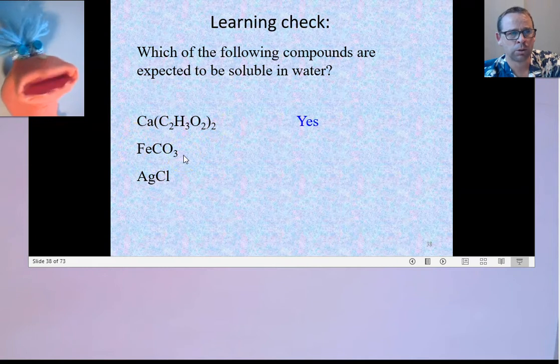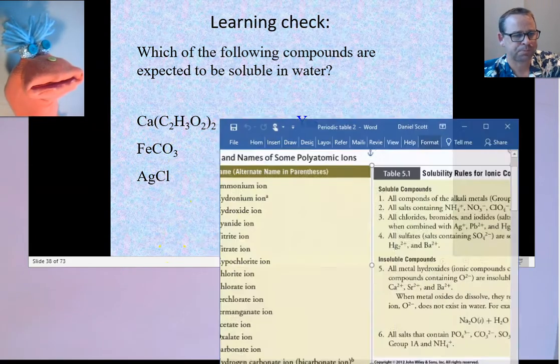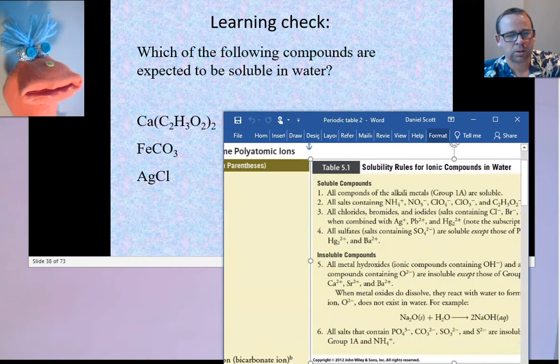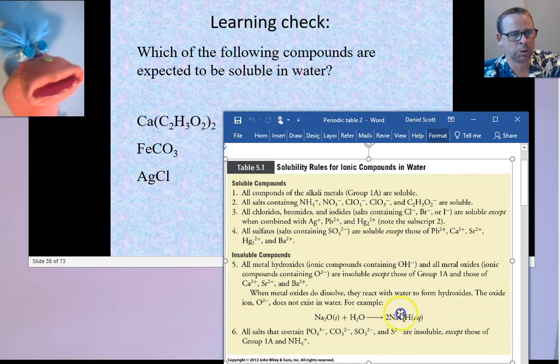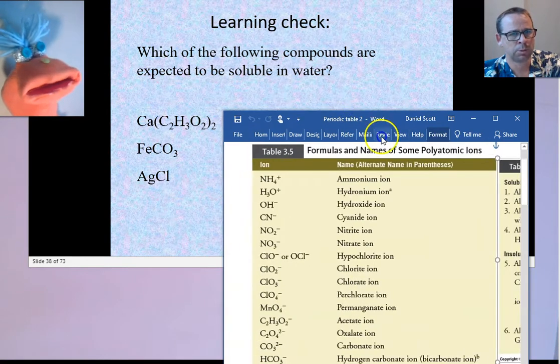Carbonates aren't soluble. There's some exceptions. Can I look at the rules again? Let me bring them up here for you. Carbonate. Yeah, it's not one of the exceptions. So no, that is not going to be soluble.